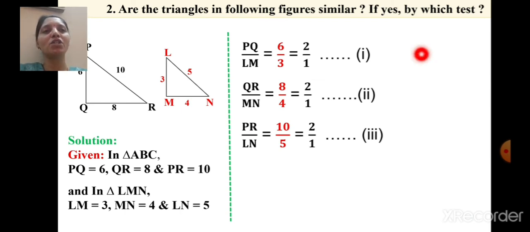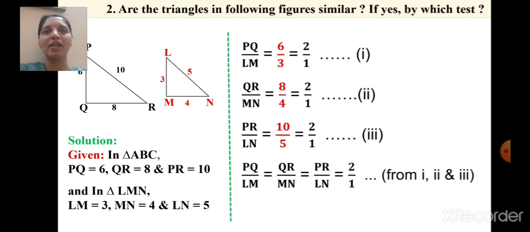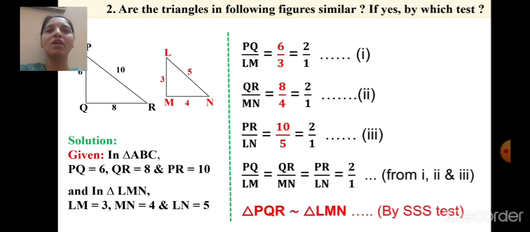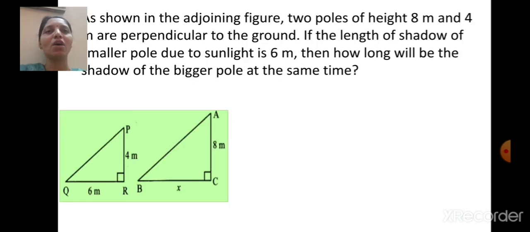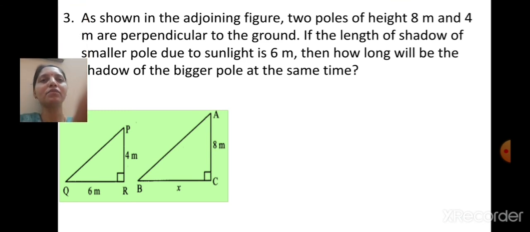So from equation 1, 2 and 3, what you can say? Yes, PQ upon LM is equal to QR upon MN is equal to PR upon LN. That is nothing but 2 upon 1. So here you can say triangle PQR is similar to triangle LMN by SSS test. Okay. So it was also very simple one. Now let's see the third question.